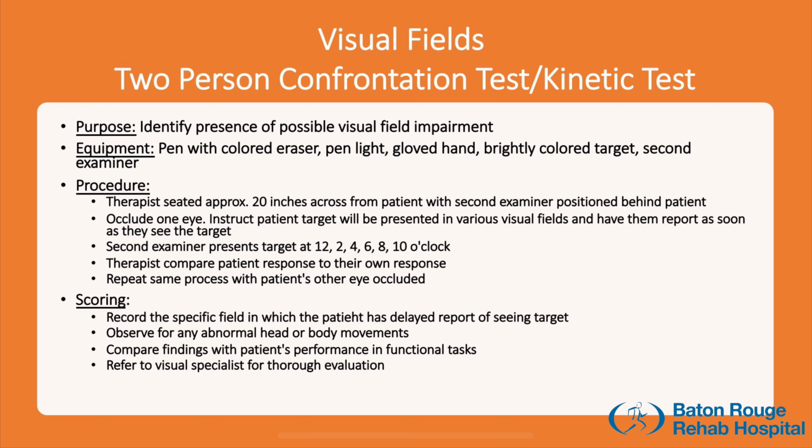You will occlude one of the patient's eyes and explain to the patient that a target will be introduced from the side and they should report as soon as they see the target. For patients with a brain injury, a pen light or brightly colored object may easily be recognized compared to a regular pen or examiner's hand. The second examiner will begin in the 12 o'clock position and slowly move the target straight down until the patient reports seeing it. Compare the patient response to yours.